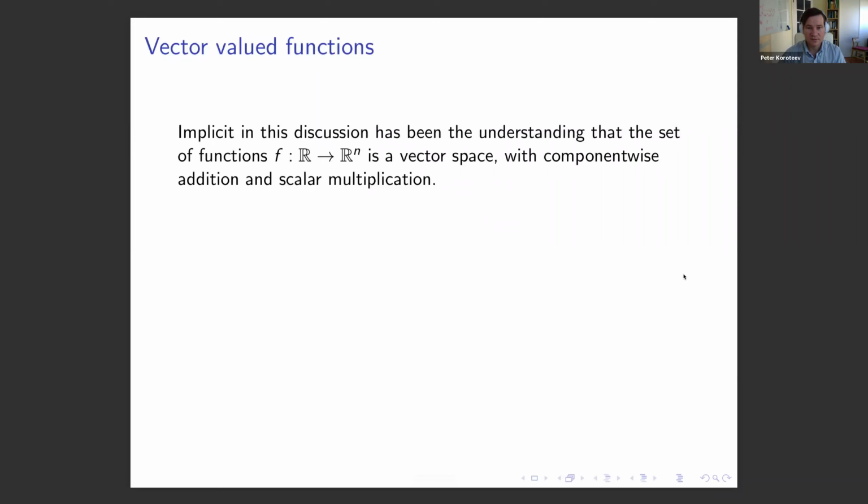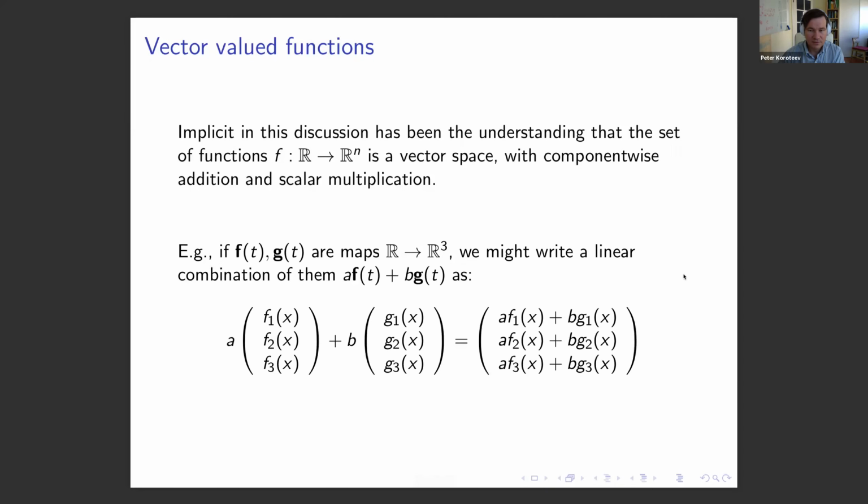Implicitly in this discussion, we understand that the set of functions is a vector space with component-wise addition and scalar multiplication. For example, if bold f and bold g are vector-valued functions, maps from R to R^3, we might write a linear combination of them like this, as if they are vectors in R^3.